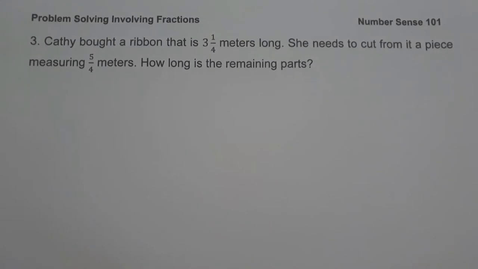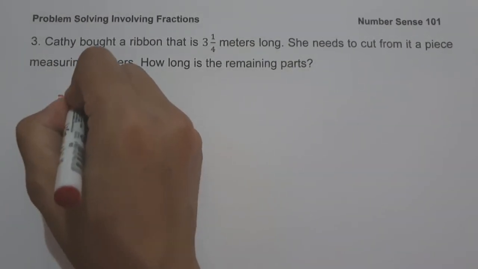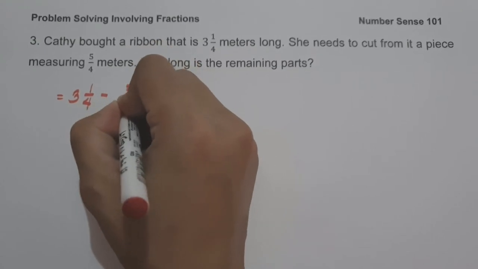On example number 3, Kathy bought a ribbon that is 3¼ meters long. She needs to cut from it a piece measuring 5/4 meters. How long is the remaining part? So let me show you two different solutions on how we can determine the remaining part of the ribbon. The first one, let us have 3¼ minus 5/4.